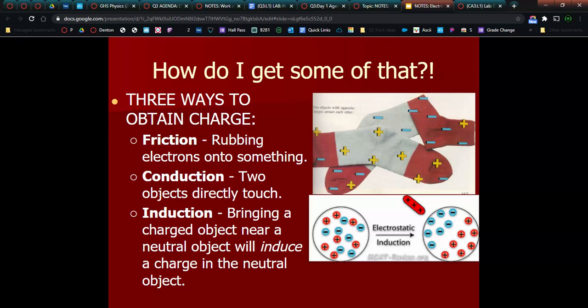So that's friction. Number two, conduction. That is where two objects directly touch. And so this is typical, where you already have a charged object, and you touch it to a second one, and you get the object to transfer charge. Like I said, sometimes you'll see a physical spark, sometimes it'll just transfer the charge without any visible thing to be noticed. But that is a way to transfer charge.